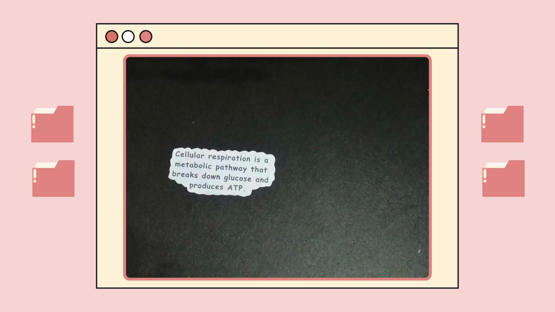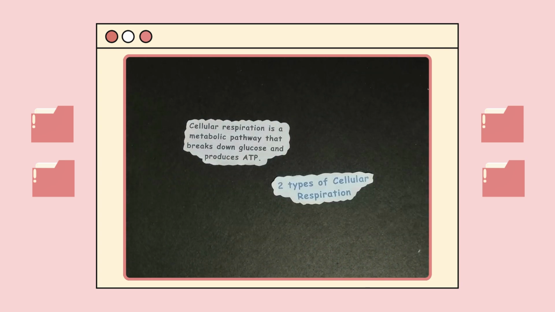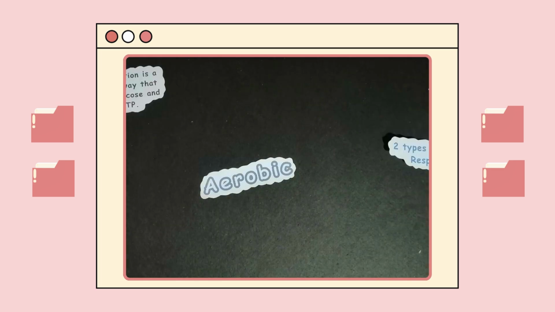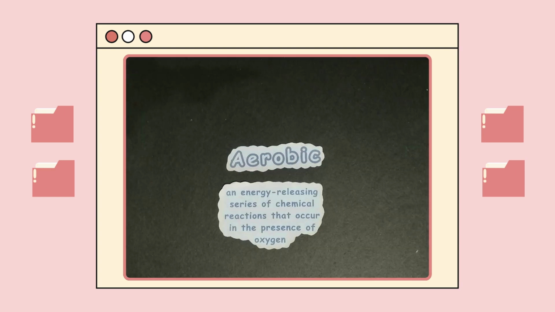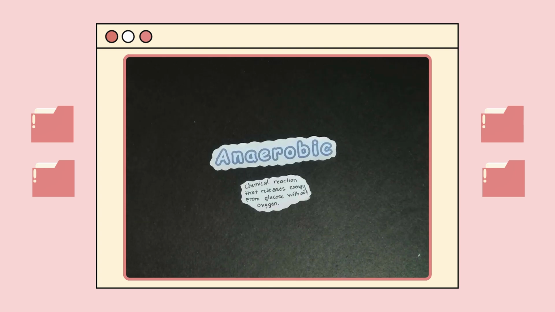In this video, we're going to discuss cellular respiration. Cellular respiration is a metabolic pathway that breaks down glucose and produces ATP. There are two types of cellular respiration: aerobic and anaerobic. Let's begin with aerobic respiration. It is an energy-releasing series of chemical reactions that occur in the presence of oxygen. Whereas anaerobic respiration is a chemical reaction that releases energy from glucose without oxygen.